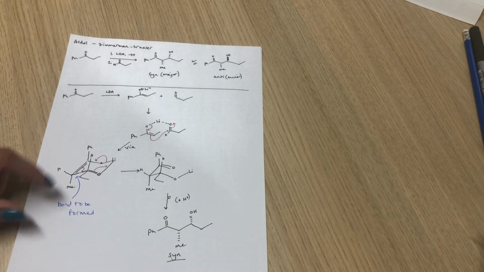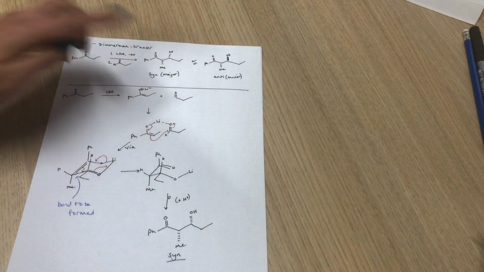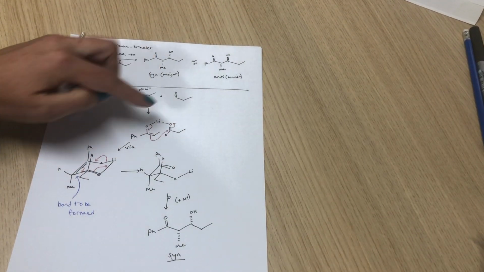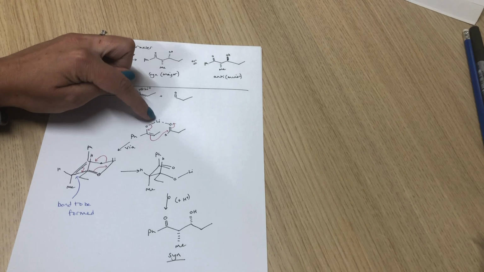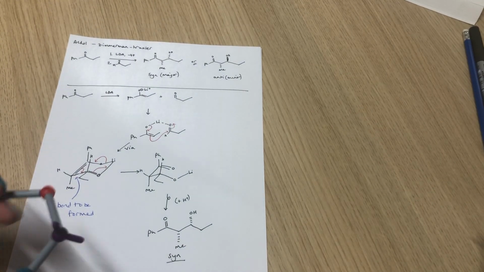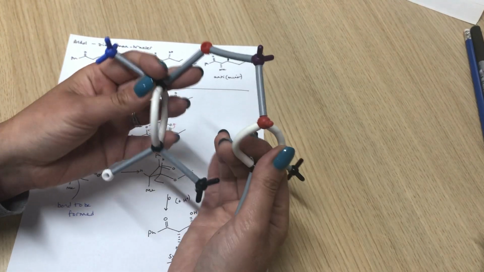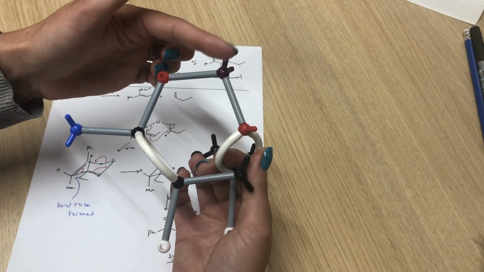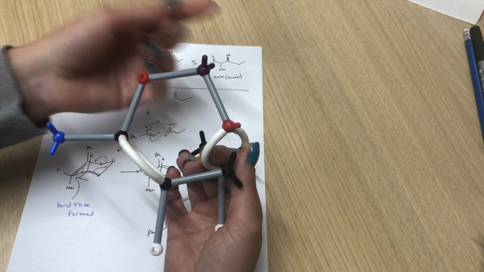And as you should know from your lecture notes, we go through a 6-membered transition state. So this is a 6-membered transition state where you have your lithium in the middle chelating, or holding, both partners together. And this is what I've tried to represent here using this model kit. So again, we have the lithium in the middle. Apologies for the colour, it's purple.